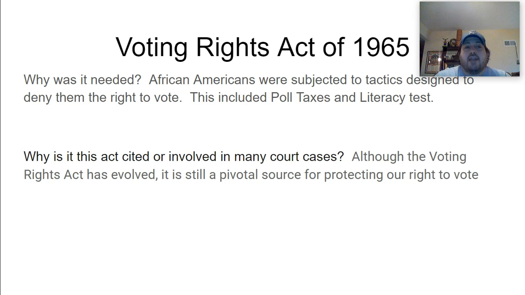Why is this act cited or involved in many court cases? Well, although the Voting Rights Act has evolved, it is still a pivotal source for protecting our right to vote. So court cases will go back to this as a reference point.